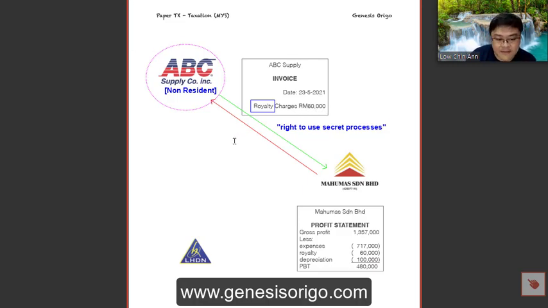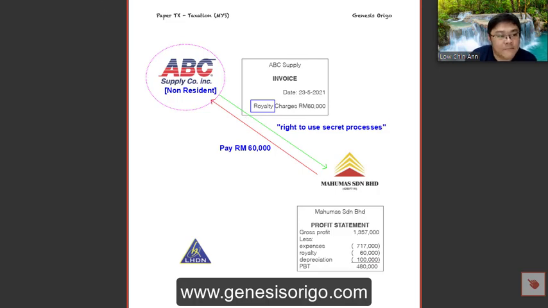Now think about this. The right thing you are probably thinking is, okay, I owe ABC 60,000, right? So I should just pay 60,000 to ABC, okay? And that's it. That's the end of the story, because ABC gave me the right to use the secret process, and I have to pay back whatever they bill me, which is 60,000. So that's the cost to me. Okay, that's the cost to me.